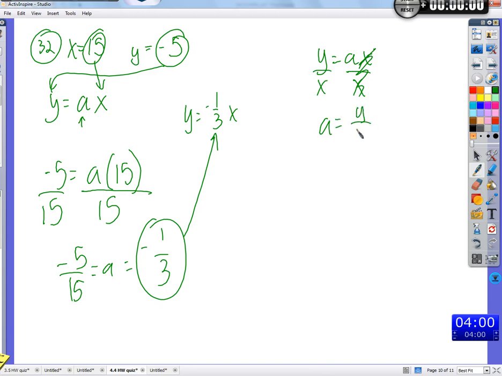So a should equal y over x. If you know y and x, when you find a, you can just divide y by x. If we do that here, divide negative 5 by 15, we'll get negative 1 third. That's what a should be. Good. Remember when you're graphing these, they're all y equals mx plus b. They're all going to have a y-intercept of 0. They're all going to go through the origin.